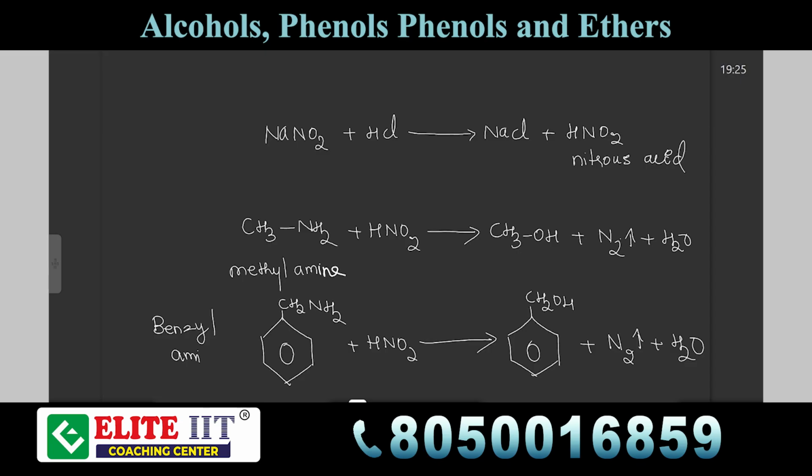The IUPAC name of the product obtained when acetone reacts with methyl magnesium iodide, followed by hydrolysis. Acetone is nothing but propanone, CH3COCH3. You make this react with CH3MgI. What do we get here? Option D, 2-methylpropan-2-ol, a tertiary alcohol.